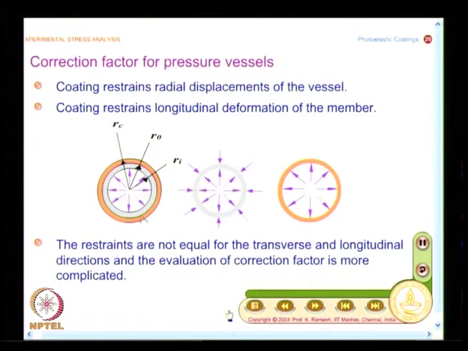So, what you find is the coating restrains radial displacements of the vessel, that is why you have pressure acting on the specimen. The coating also restrains longitudinal deformation of the member, but you always have a saving escape route, that the coating is made of a low Young's modulus. So, some of these effects are small, they are not very significant.